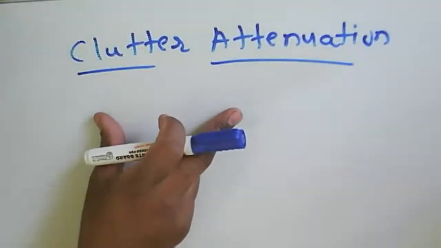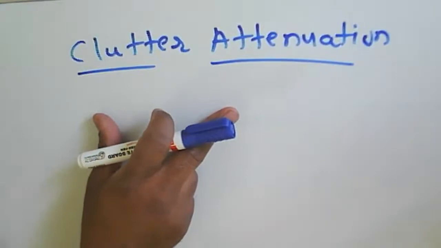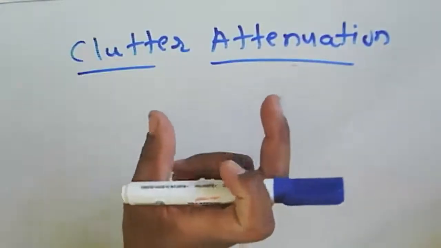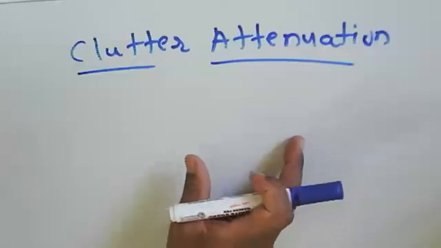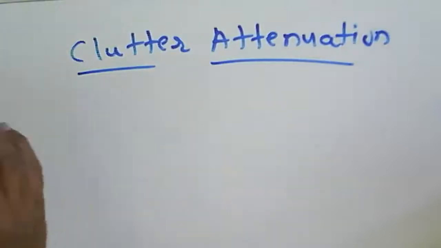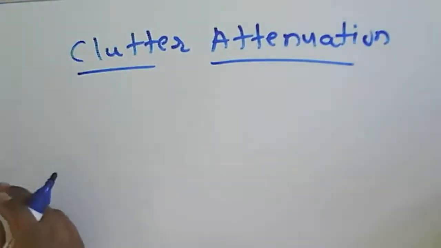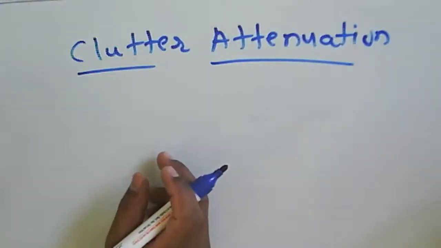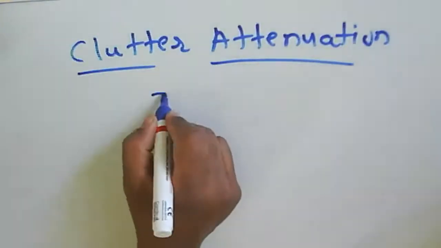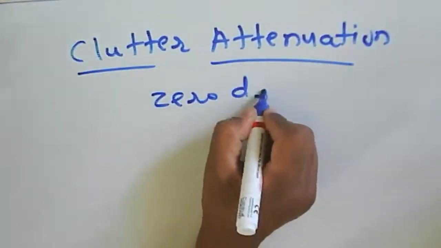So that's why we need to consider another case, which is clutter attenuation. The delay line canceller is only specific to a given spectrum, so instead we will use clutter attenuation at a different frequency. Generally, what happens here? We cancel the stationary clutter with a zero Doppler shift. So that is about it.